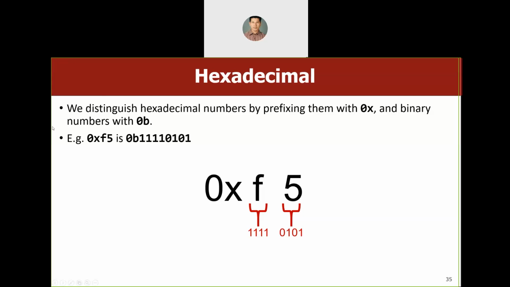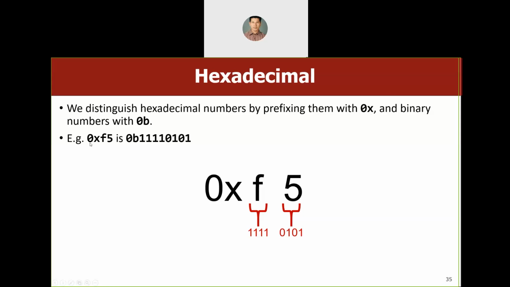Now, we distinguish hexadecimal numbers by prefixing them with 0x. If I write just 10 without any representation, you may get confused whether it is decimal 10 or hexadecimal 10 when we are combining both number systems. Because of this, whenever we write hexadecimal numbers, we should prefix with 0x, and binary numbers with 0b.